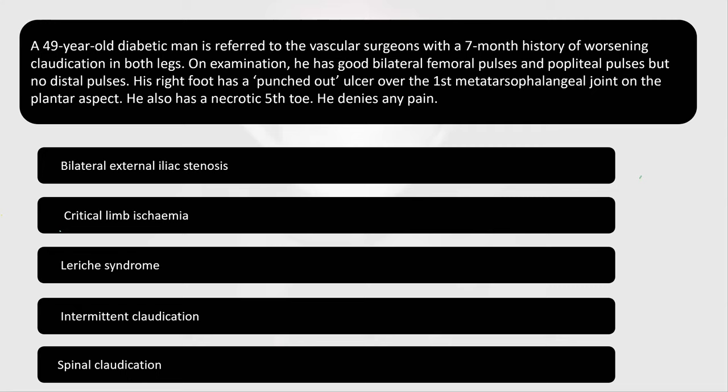Okay. 7 months of worsening claudication, and there is no distal pulse. There is an arterial ulcer. Necrotic, I think it's a critical limb ischemia.